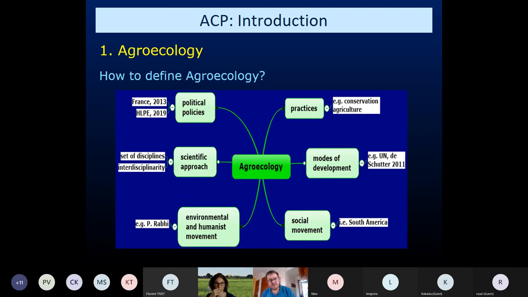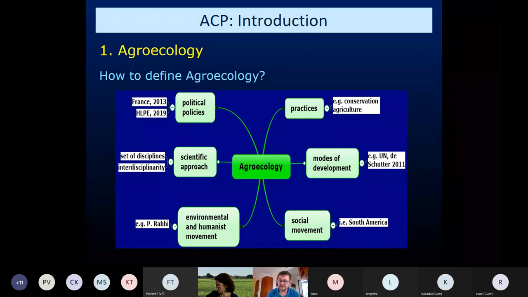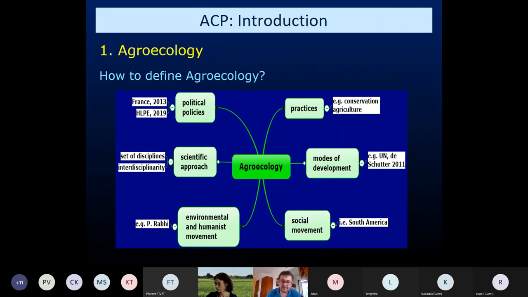So we could have a lot of debates on that. How could we define agroecology? There are a lot of definitions of agroecology. It can be considered as a set of practices. For example, conservation agriculture is often considered as agroecology by some people. It can be considered as a mode of development, for example, in the United Nations. It's also a social movement, and agroecology was born some decades ago in South America as a social movement by small-scale farmers. It can also be considered as a humanist movement.